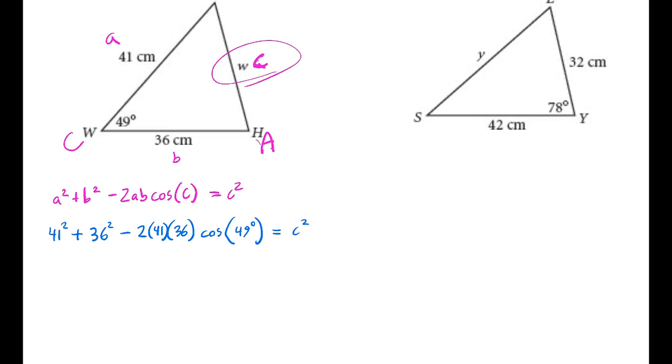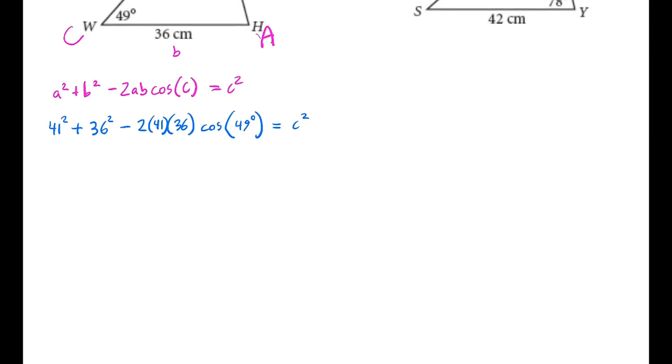And so that's just a numerical value. I will let you calculate that, but in the end, c will be equal to the square root of 41 squared plus 36 squared minus 2 times 41 times 36 times the cosine of 49.